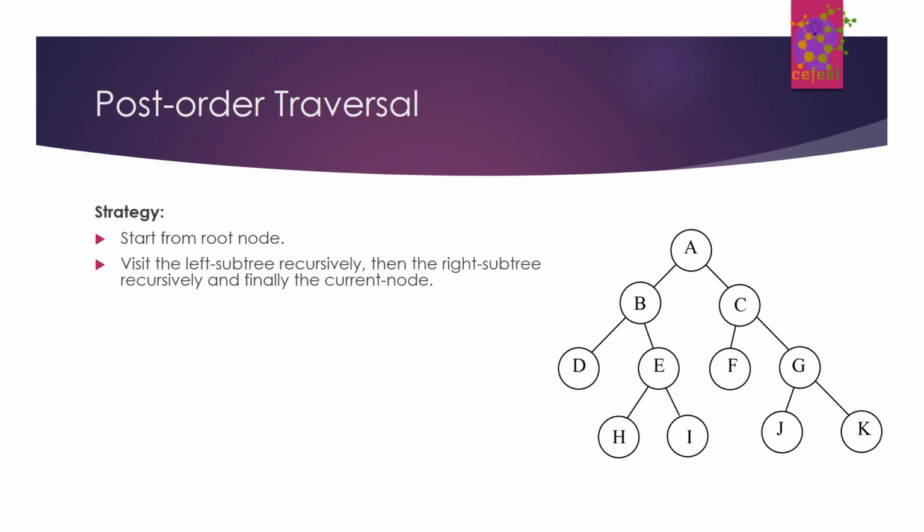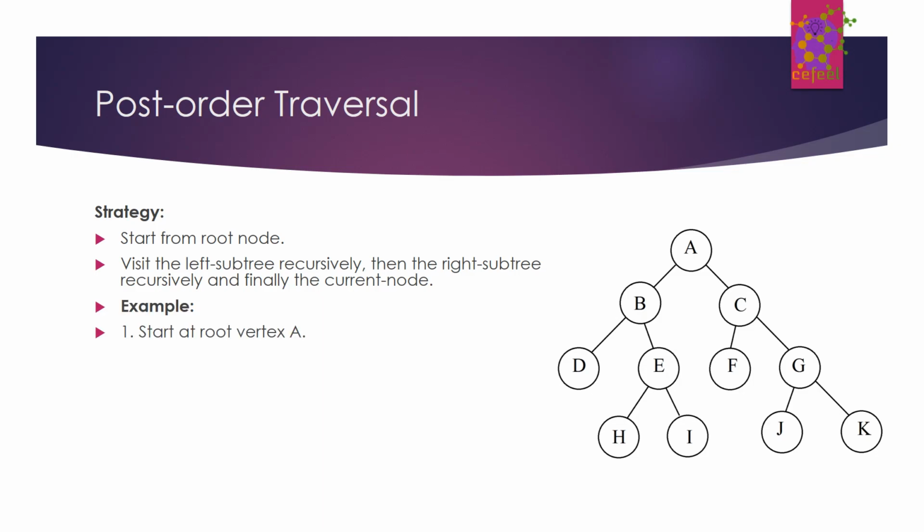So the last one, post order traversal. In post order traversal also we start from the root, but here we cover the root node or the current node at the end. We first cover the left subtree, then we'll cover the right subtree, and then finally the current node. So let's see with an example how it looks like.